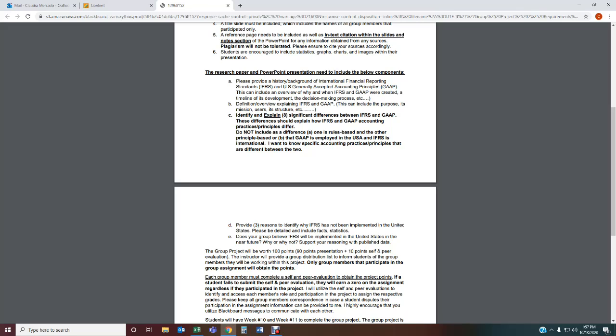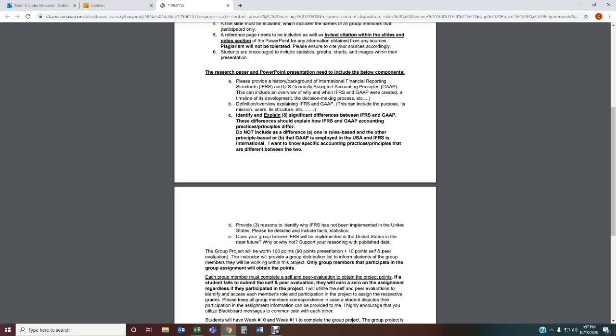I don't want you to include that GAAP is employed in the US and IFRS is international. That should be included in your presentation over here in letter A or B. That should be outlined in either of those 2 requirements, wherever you want to fit them in. That is just basic fundamental information of these 2. Those are not significant differences.